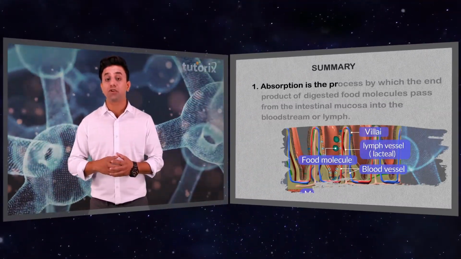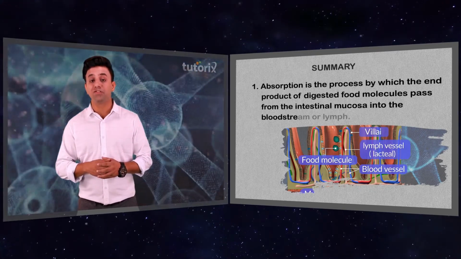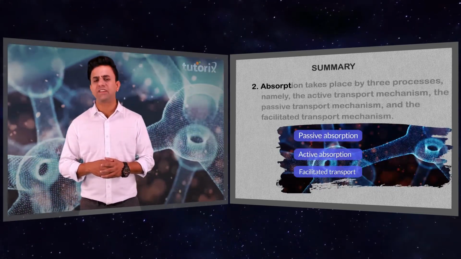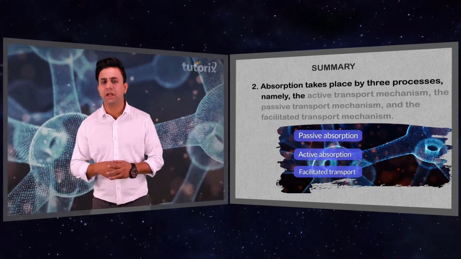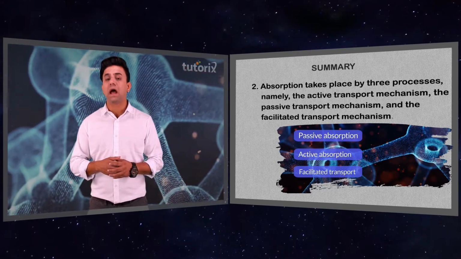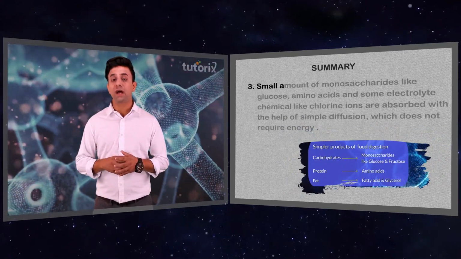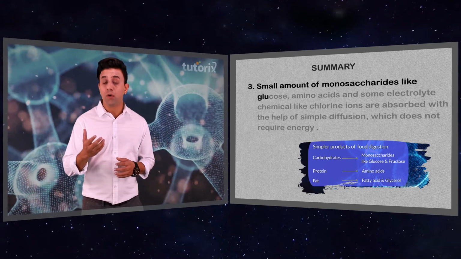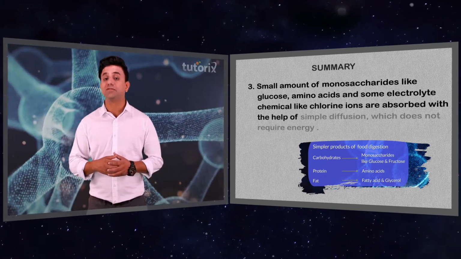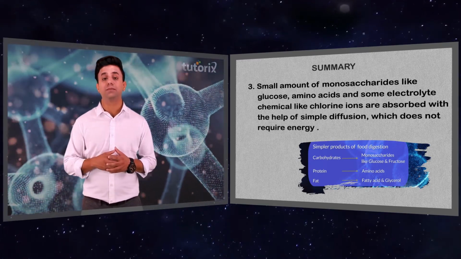Absorption is the process by which the end products of digested food molecules pass from the intestinal mucosa into the bloodstream or lymph. Absorption takes place by three processes, namely the active transport mechanism, the passive transport mechanism, and the facilitated transport mechanism. A small amount of monosaccharides like glucose, amino acids, and some electrolytes like chlorine ions are absorbed with the help of simple diffusion, which does not require energy.